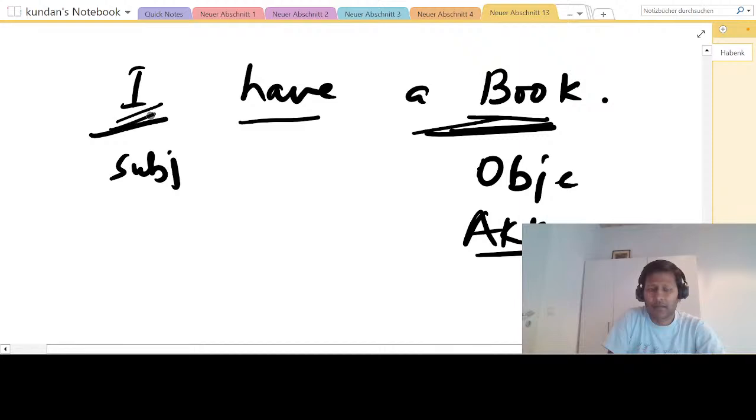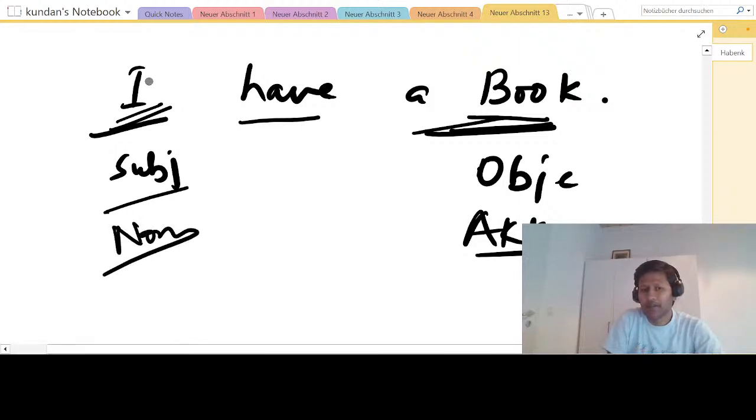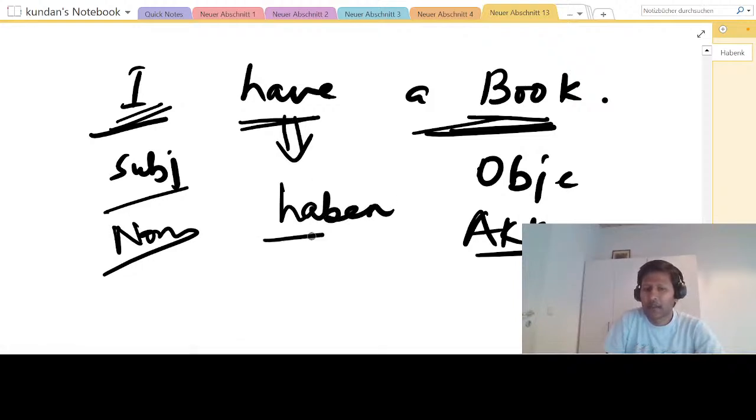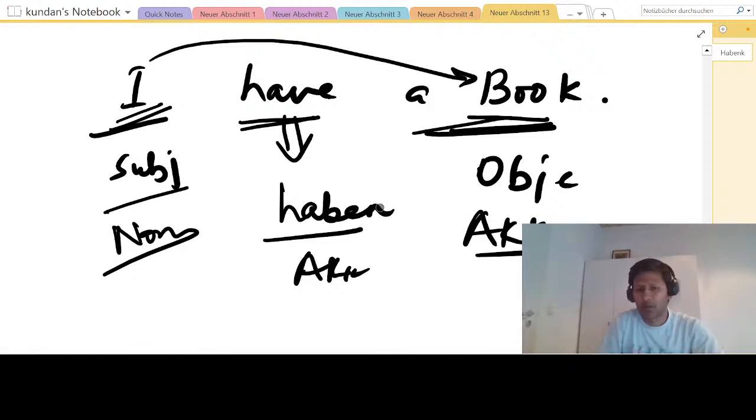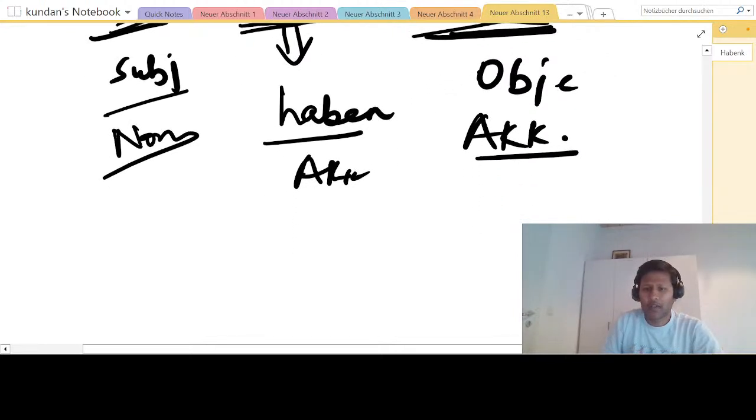And the subject will always remain nominative. I have told this before. Let me tell again that the subject here is nominative. And this verb, whenever you see haben, immediately understand this is accusative, because the subject cannot be equal to the object. I cannot be a book. I have a book. I hold a book, right? I'm the owner of the book, right? I hope this part is clear.